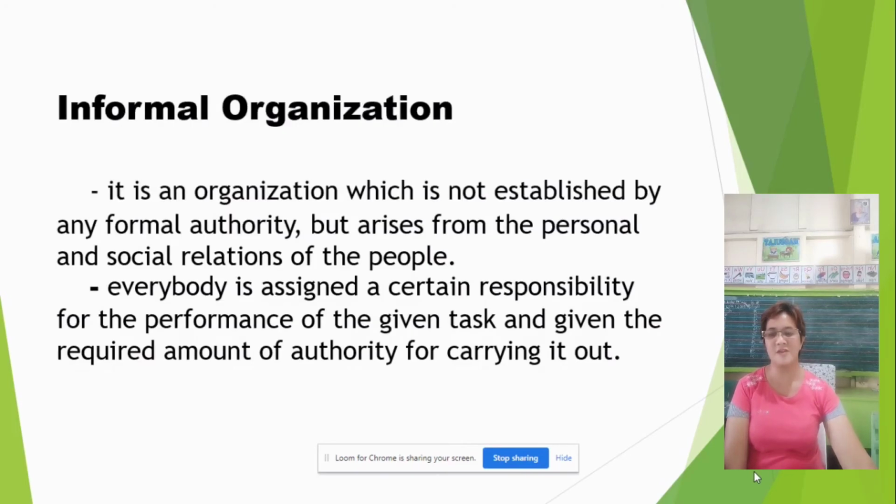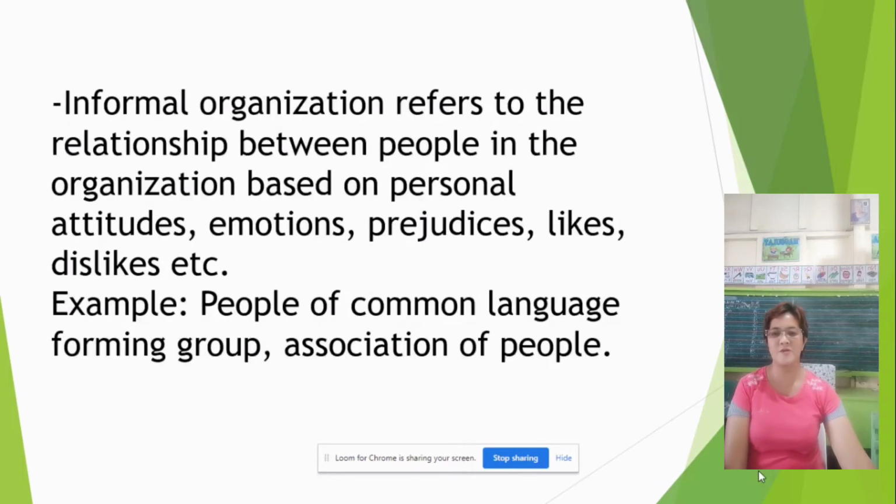Informal organization. It is an organization which is not established by any formal authority, but arises from the personal and social relations of the people. Everybody is assigned a certain responsibility for the performance of the given task and given the required amount of authority for carrying it out. Informal organization refers to the relationship between people in the organization based on personal attitudes, emotions, prejudices, likes, dislikes, etc. Example, people of common language forming a group, an association of people.